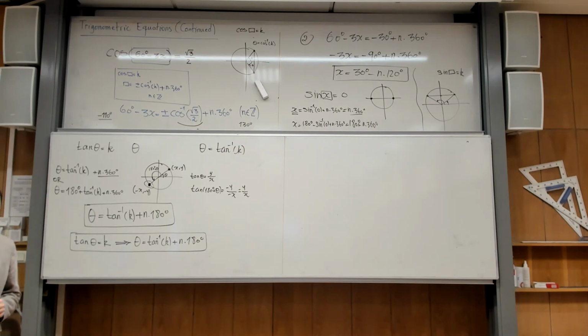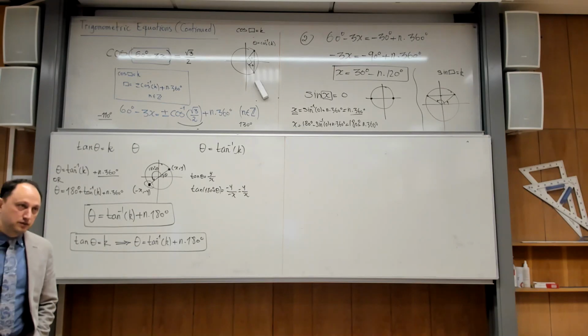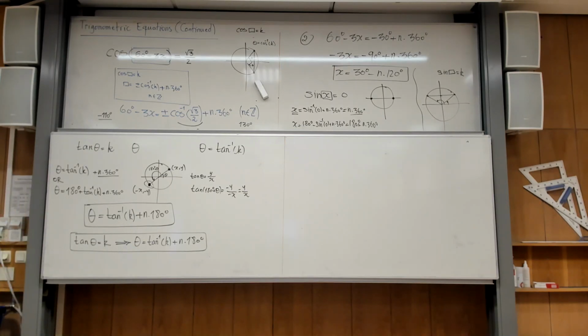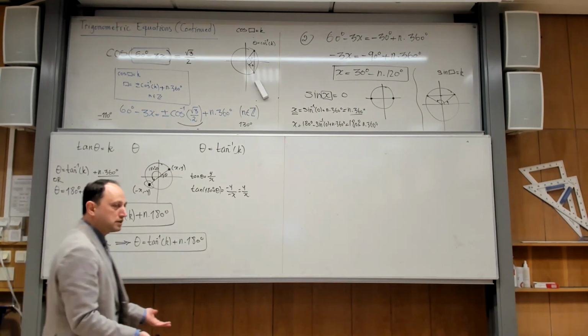You will see later in Math 4 that these functions are periodic functions. The period of sine and cosine is 360 degrees, but the period of the tangent function is 180 degrees. We will study that later. Any questions? Okay, but now we can solve some problems. The lesson is finished, actually.